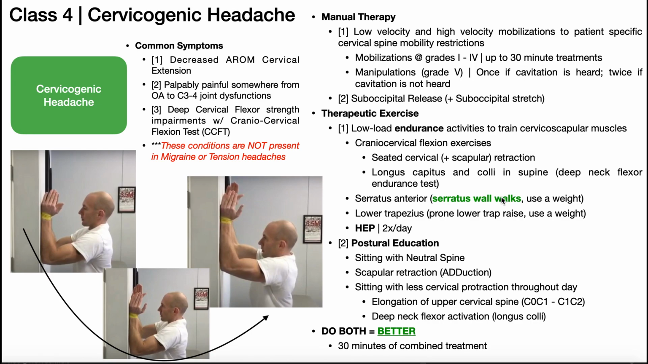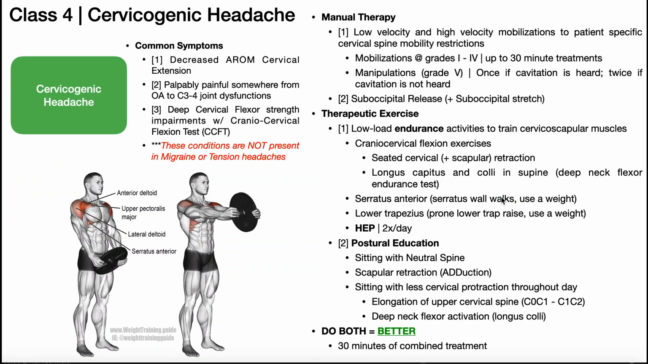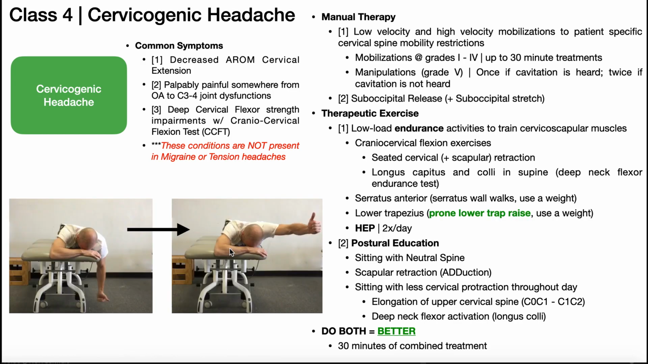For people who are a little more trained, maybe a little younger, maybe they're athletes with a cervicogenic headache, you can also do this with a weight. So the key here to strengthen the serratus would be, while you're doing this movement, it's not just simply shoulder flexion. You want to make sure you're also engaging the serratus anterior by engaging those scapular protractors. Okay? We can also strengthen the lower trapezius.